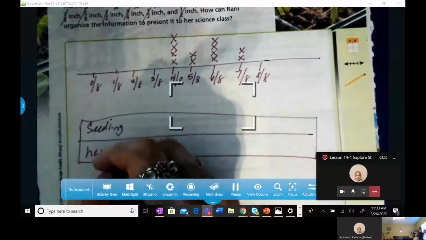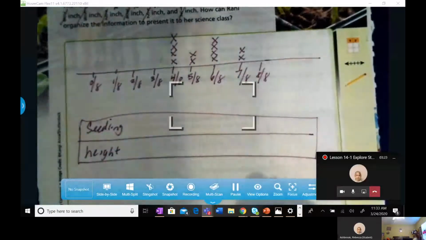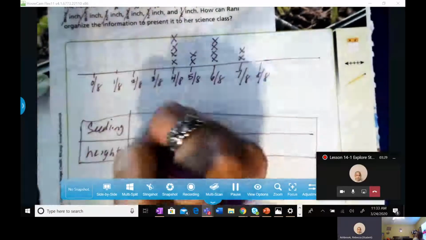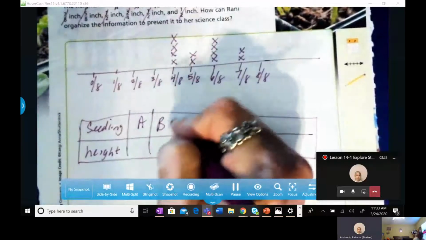and the height. Rebecca, you can see the paper, right? Yes, I can. Okay, awesome. Yeah. Thank you. All right, so then this would be A, Yep.